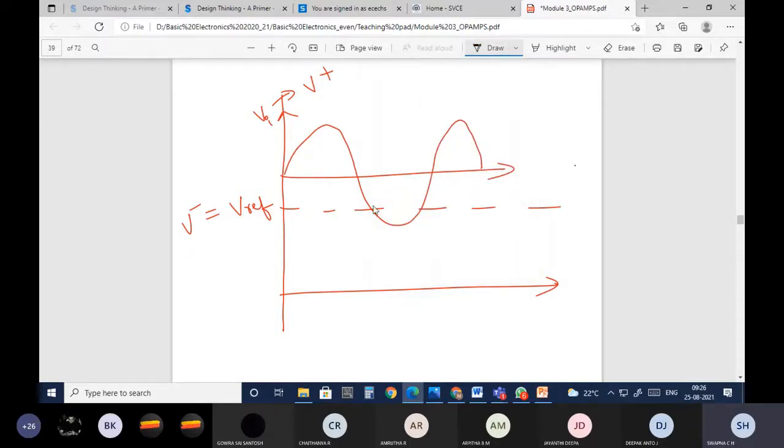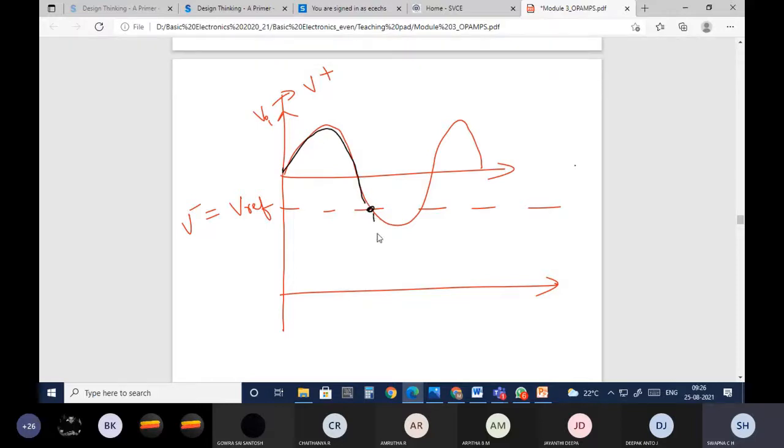So from here to here it is above the line. So from here to here you need to identify the output. So that portion I'll take. And again this entire thing is below the line. So this I'll take. Again from here to here it is above the line. Okay, let me draw until here. So above the line. So for this you need to again plot the output.